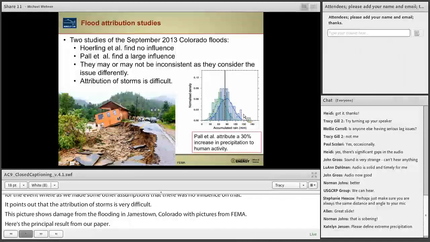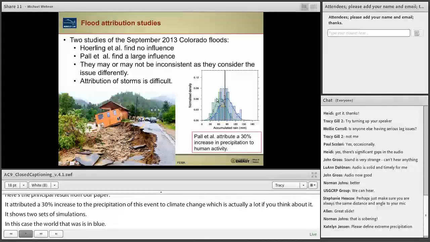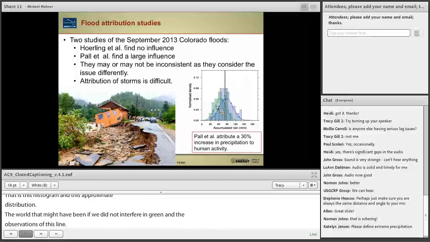And it shows, again, two sets of simulations. In this case, the world that was is in blue. That's this histogram and this approximate distribution. And the world that might have been, had humans not interfered with the climate system, in green. And the observations is this black line. And this picture is kind of interesting to talk about for a minute, because it shows that in both the world that was in blue and the world that wasn't in green, this event was possible. But the chances of this were considerably increased, and the average of these two hindcast simulations is shifted towards heavier events by about 30%.